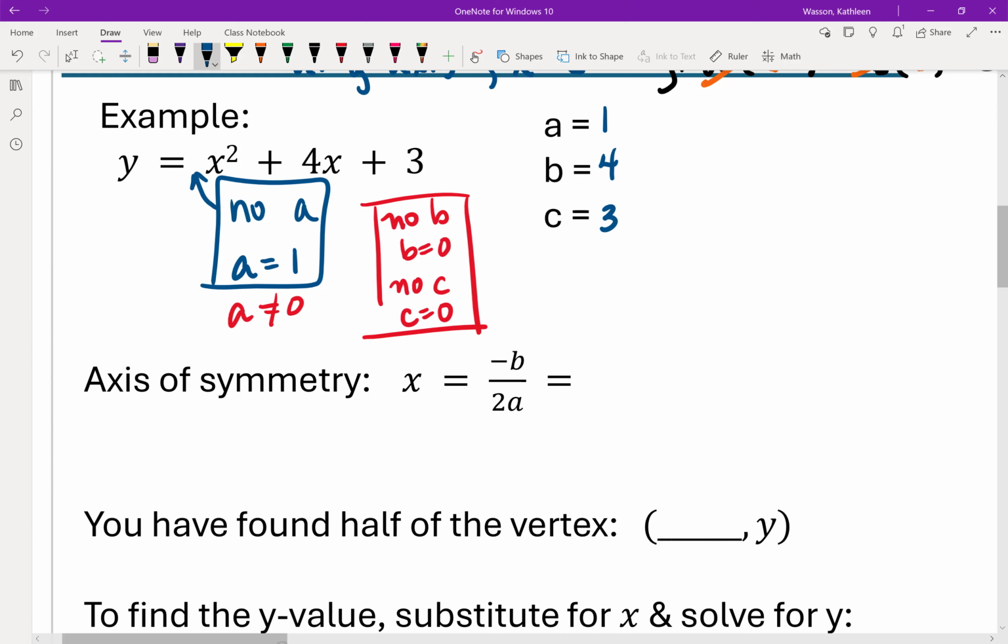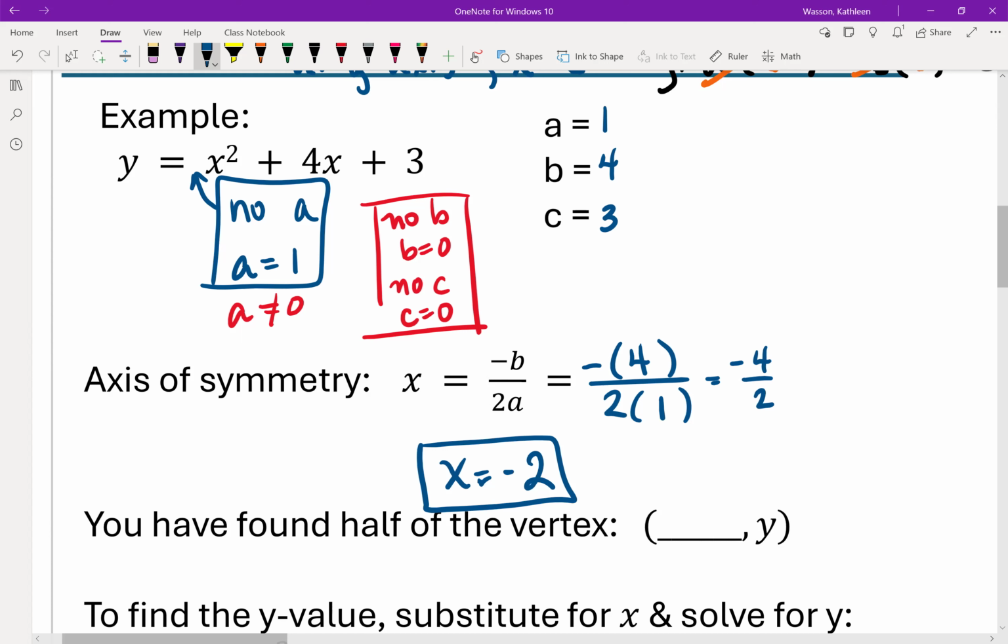I'll need A and B so that I can calculate the axis of symmetry. I have a formula, X equals negative B over 2A. So whatever B is, I'll change the sign. B is 4. And then I divide this by 2 times A, and A is 1. So X is equal to negative 4 over 2. The equation for my axis of symmetry is X equals negative 2 when I reduce this fraction.